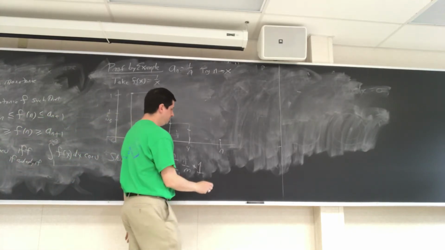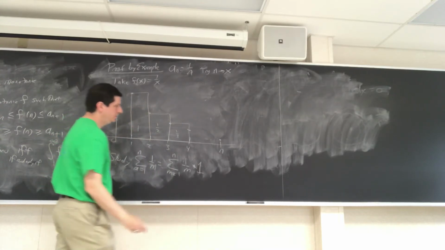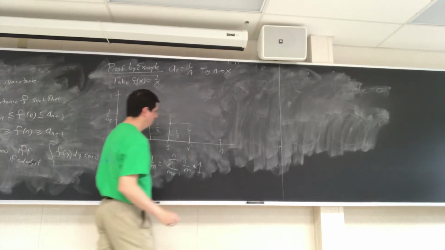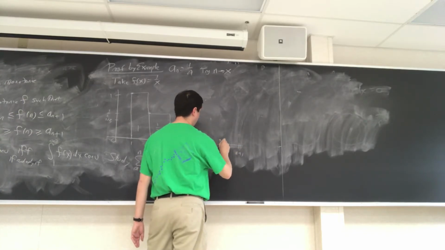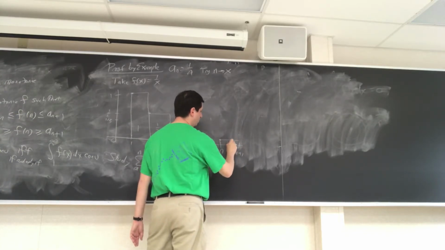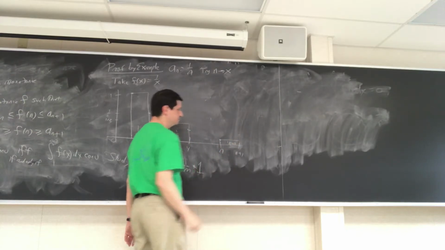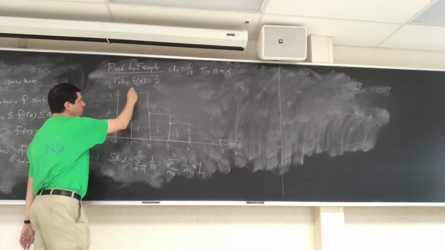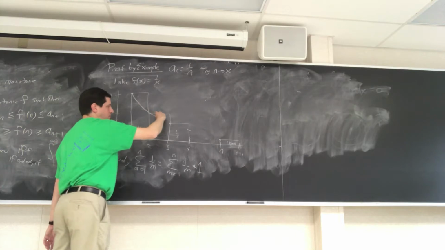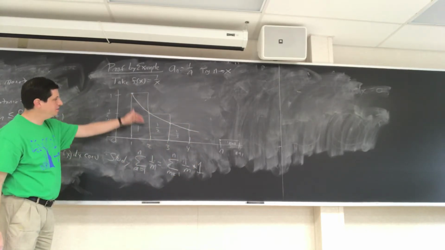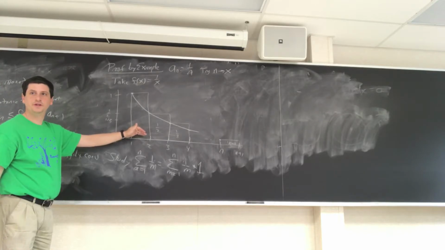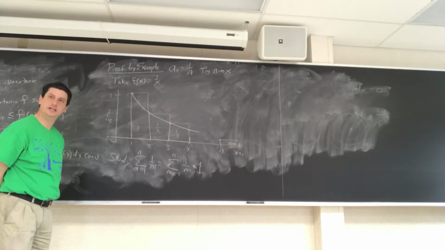And so I've got to be a little bit careful. And so here, and here's n plus 1. And it'll be 1 over n plus 1. And now if you look at my function, 1 over x, the function is going like this. The area under the function is going to be less than the area of the boxes.